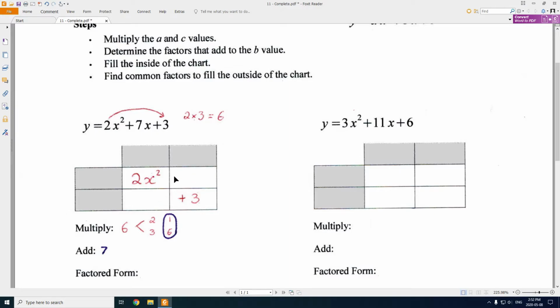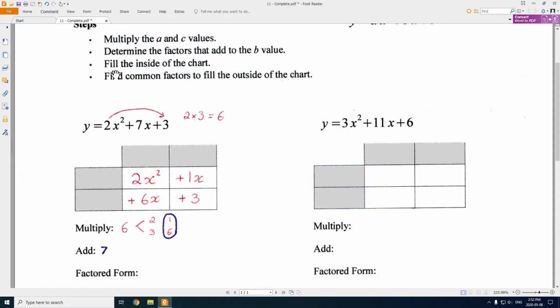And it doesn't matter which box you put them in. You can put them in either order. So I just did plus 1x and plus 6x. So we filled in the inside of the chart. But we want factored form. So what we're really interested in is what are those two brackets right on the outside.